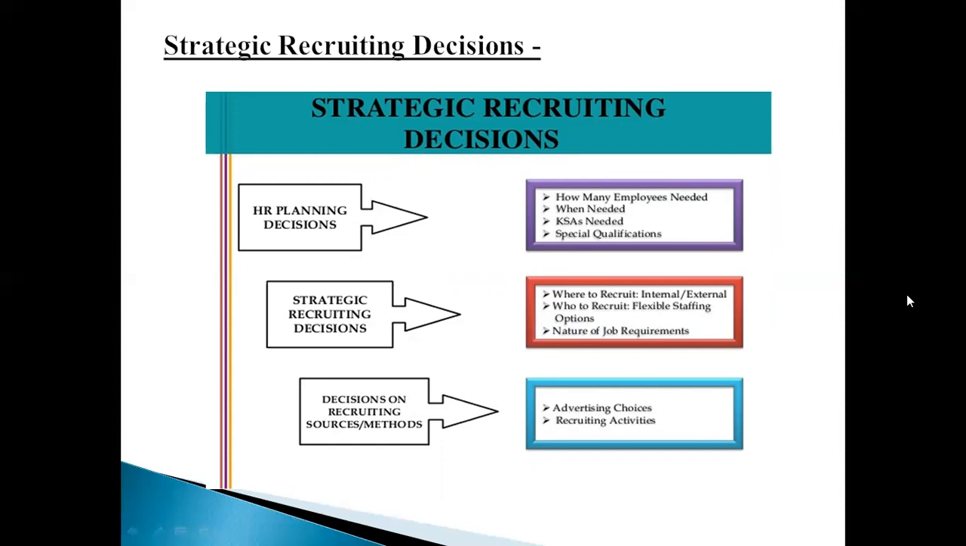Next, strategic recruiting decisions: where to recruit? Internal or external. We have to choose the method of recruitment as internal or external. That should be decided first: where to recruit, who to recruit, flexible staffing options, and the nature of job requirements.